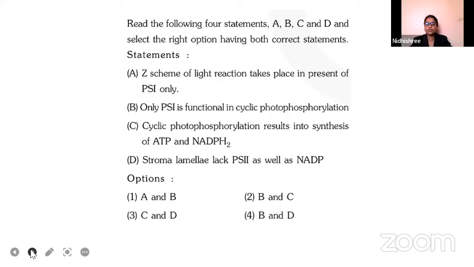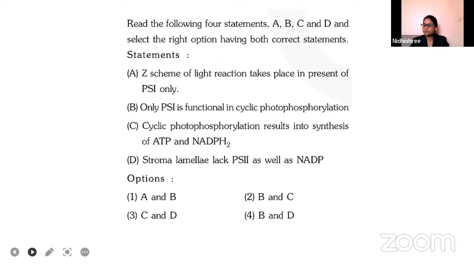Yes, Kasturi from YouTube answered as option A. What about others? Chaitra voted for option D. Kumar, option B. Dhamini, option D. Chaitra, option A. Yes, Amruta, option D. Gayatri, option B. Kanchana, option D. Praveen, option D. Okay. Let us check the answer. The right answer here is option D. That is B and D statements are correct.